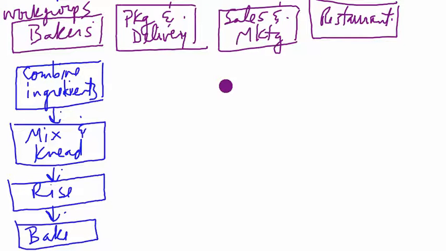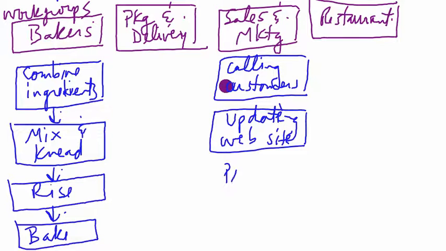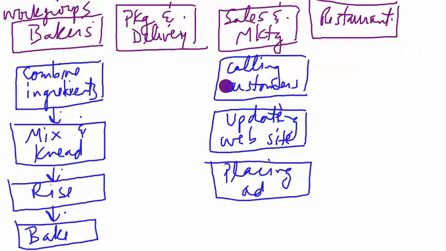The sales and marketing folks at the same time are calling customers. It could be bakeries, restaurants. They are updating our website. Say we've got some new bread now where we're baking rosemary into it. And they're also placing ads in newspapers and magazines, maybe on the radio as well. You'll notice these steps, these tasks, are not connected with arrows. These we call parallel steps. They can happen at the same time.